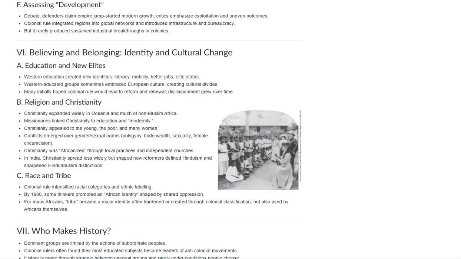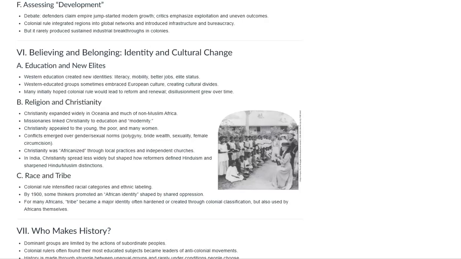Colonialism didn't only change economics, it changed identity and how people believed and belonged. Education created new identities. Literacy could feel almost magical, and Western education could help someone escape forced labor, gain better work, and move into an elite status, but it also created cultural divides between educated elites and the majority. Many educated elites initially hoped colonial rule would modernize their societies. Over time, they became disillusioned, though.